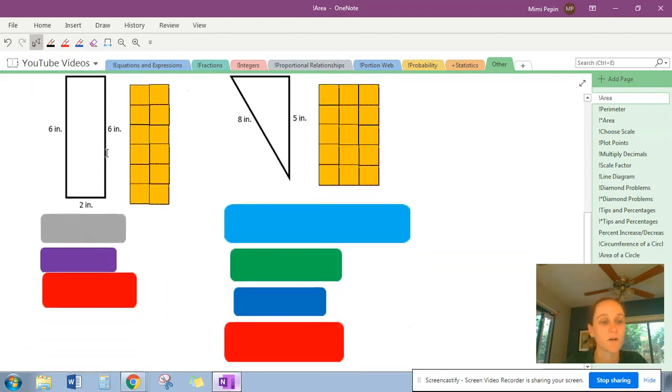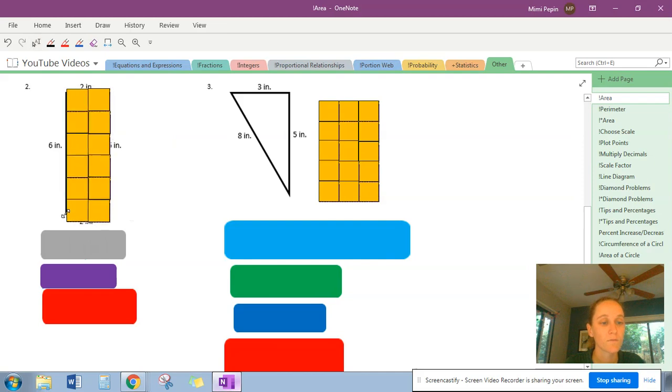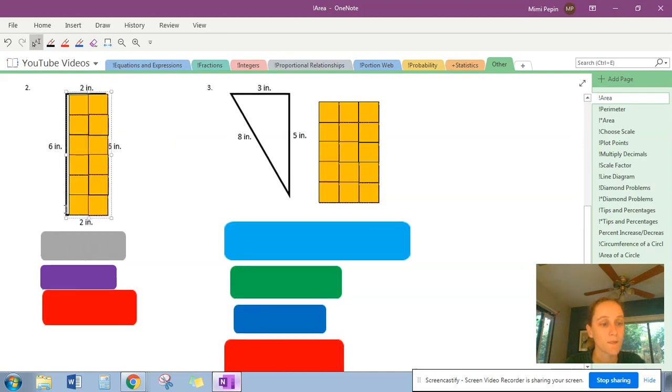All right, now let's work on a rectangle. Same idea. This one has a base of 2 inches and a height of 6 inches. This time I'm trying to figure out how many squares that are 1 inch by 1 inch are going to fit inside. Again, I can take my Cheez-Its and put them inside.